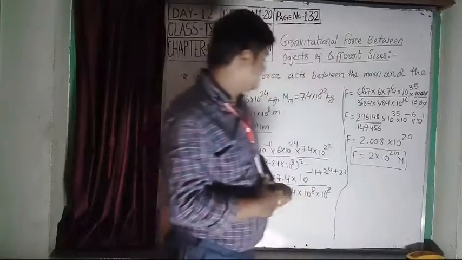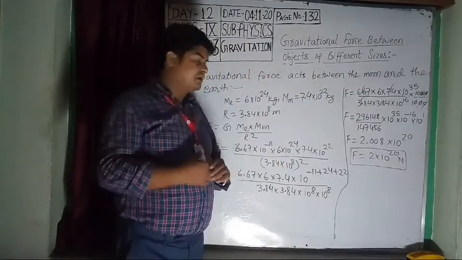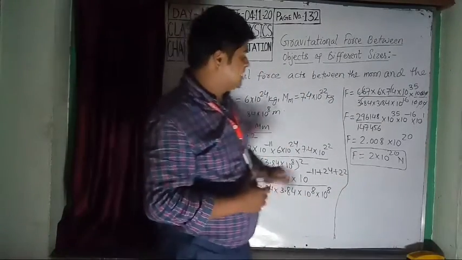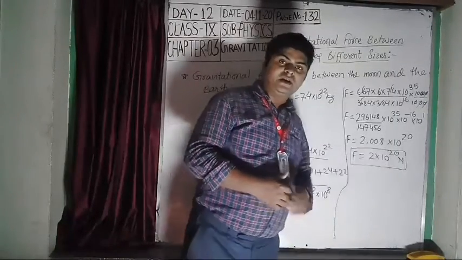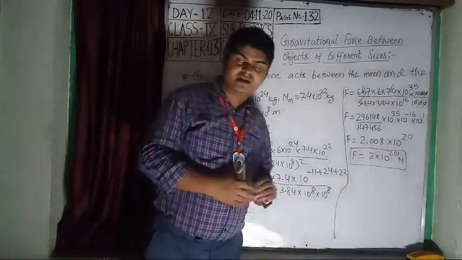So we can say that the gravitational force acting between the moon and the earth is 2 into 10 to the power 20 Newton.